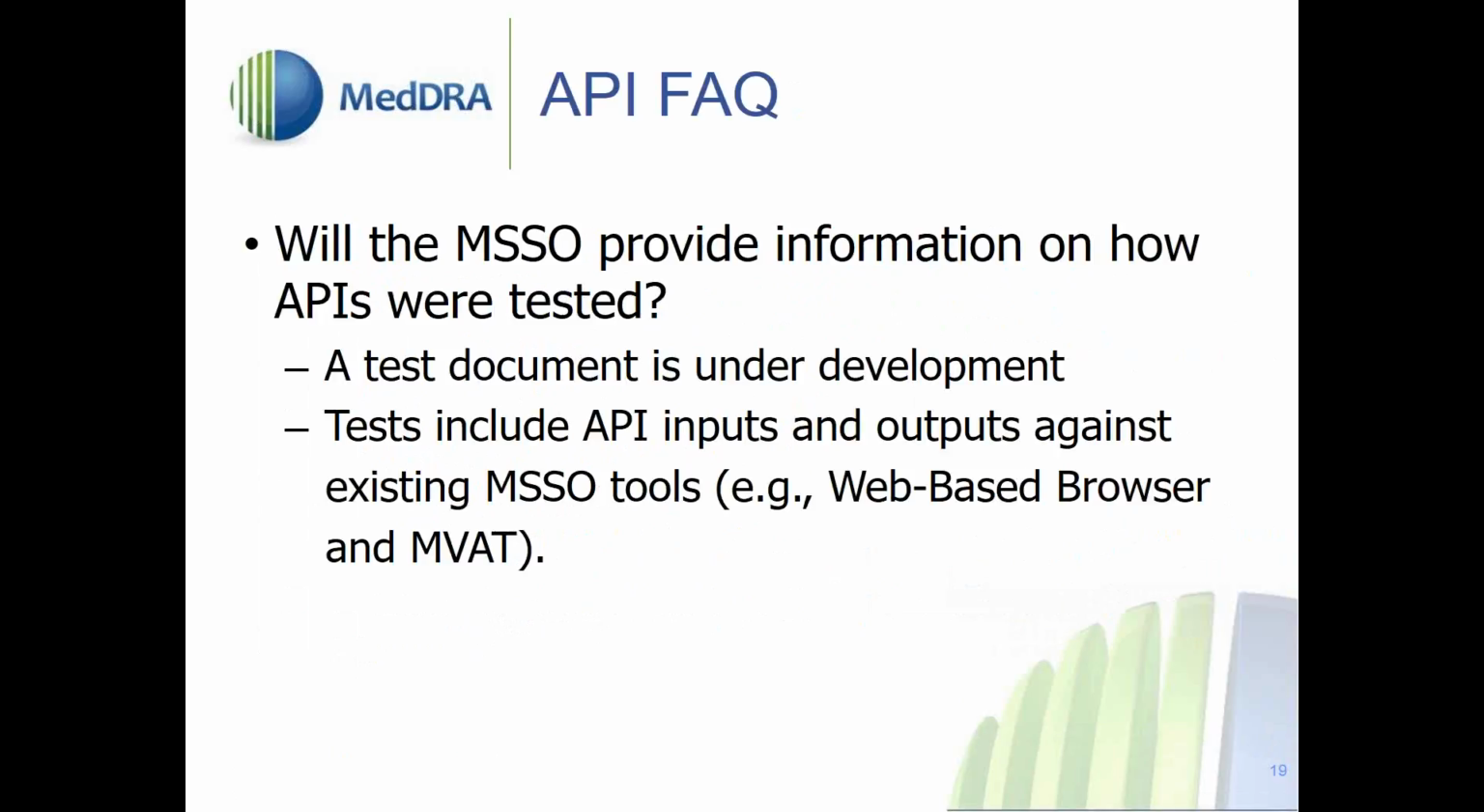We are developing a test document, which is under development, to make it presentable to an external audience about how the APIs were tested. Essentially, the tests include the inputs and outputs that were used compared against our existing tools, which do not yet use the APIs. So this is how we can ensure that the information we're providing matches our existing tool sets. And when that document is available, we'll provide it to users.